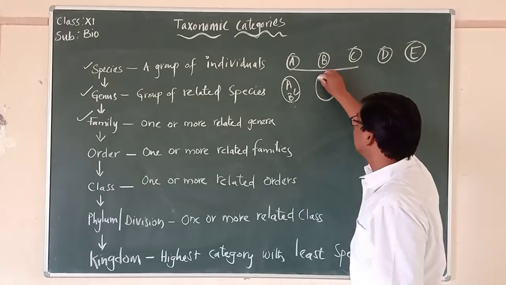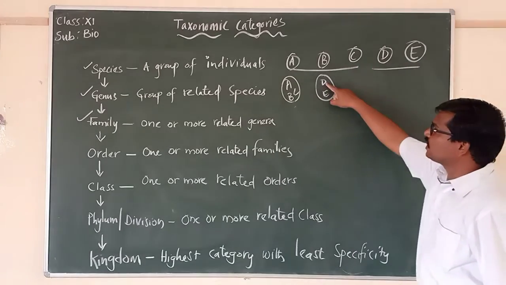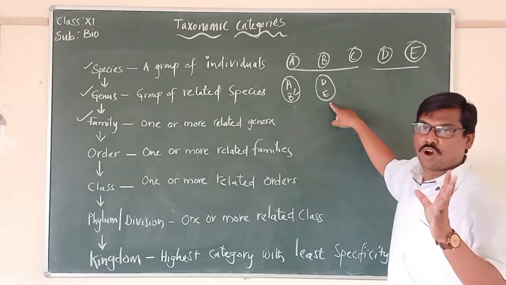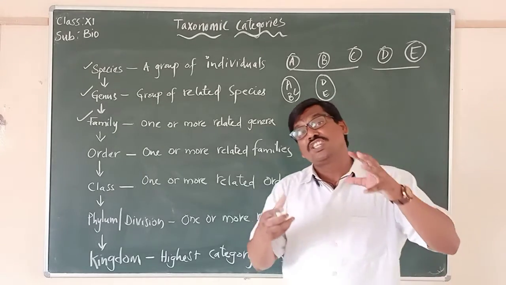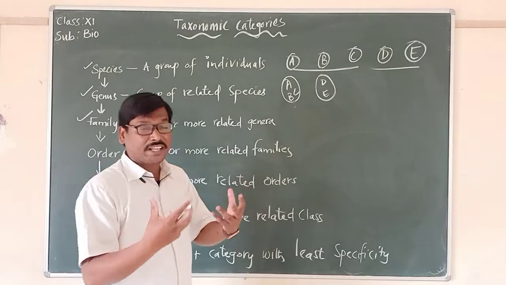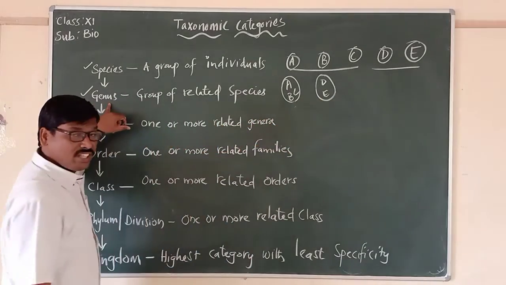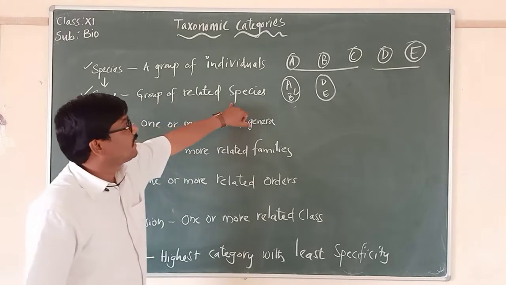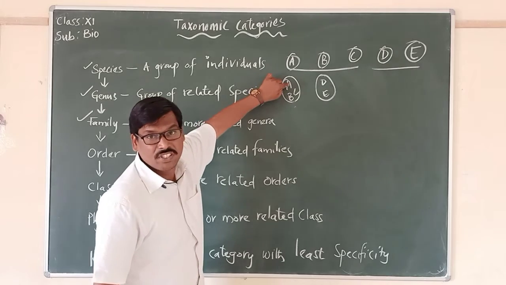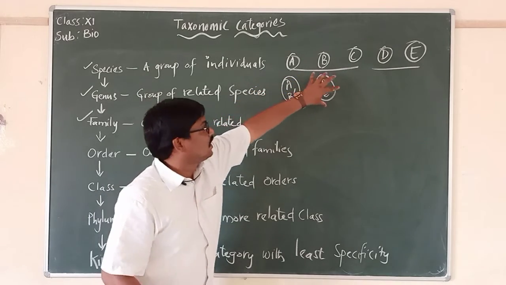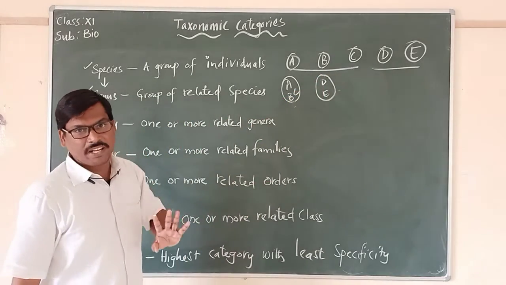And there is another genus, let us say D and E. These are the two which are sharing similar characteristics in common. So these are two genera where we say that those species which are sharing similar characteristics are placed together. So here genus means what? Group of related species. This is one genus having related species, means sharing similar characteristics. This is another genus sharing similar characteristics.